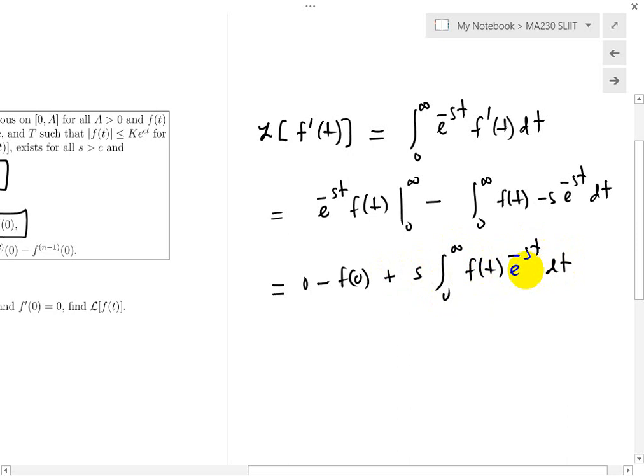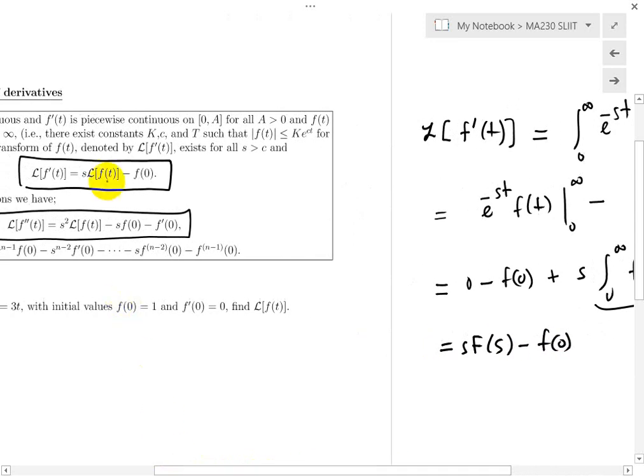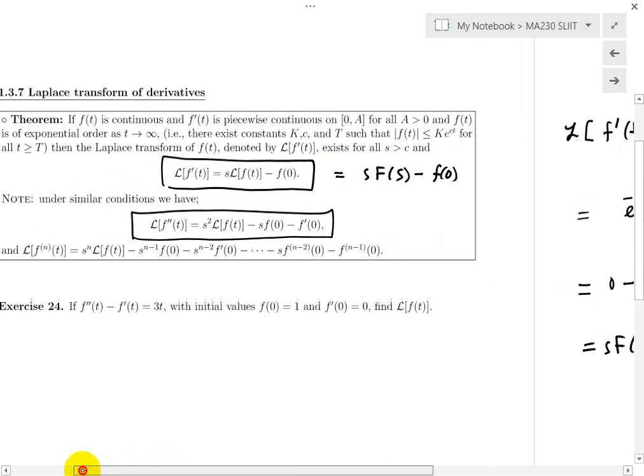And what is this? This is nothing but the Laplace transform of f, right? So this is F(s). So this is F(s) minus little f(0). So this is the same as s F(s) minus f(0). So that's what we proved. Now if you want to prove the second derivative, all you have to do is use the same procedure, and keep doing it for higher order derivatives. Once you do it a couple of times, if you have time you better do that, you will see the pattern here.